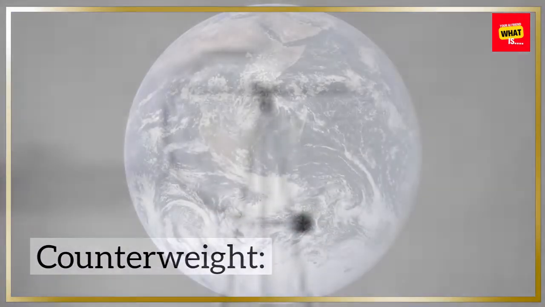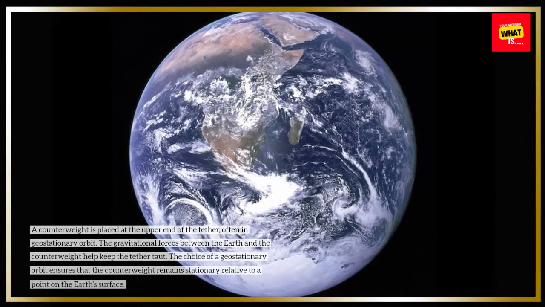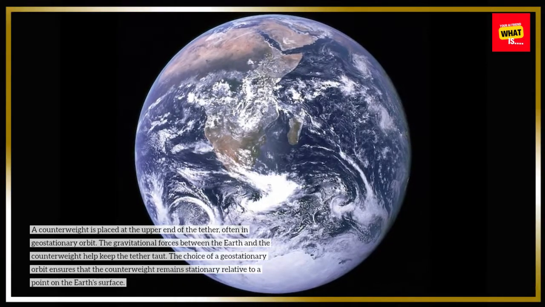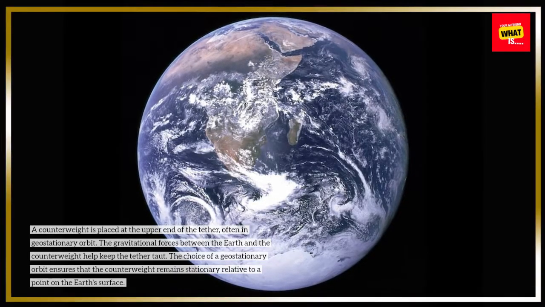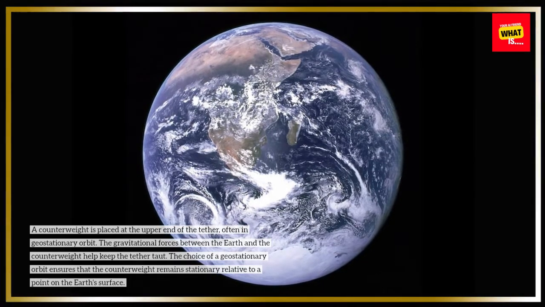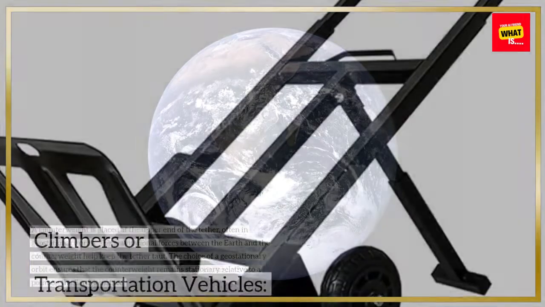Counterweight. A counterweight is placed at the upper end of the tether, often in geostationary orbit. The gravitational forces between the Earth and the counterweight help keep the tether taut. The choice of a geostationary orbit ensures that the counterweight remains stationary relative to a point on the Earth's surface.